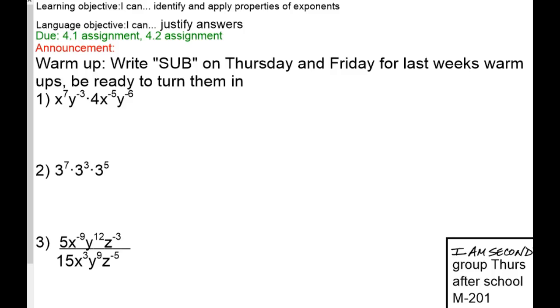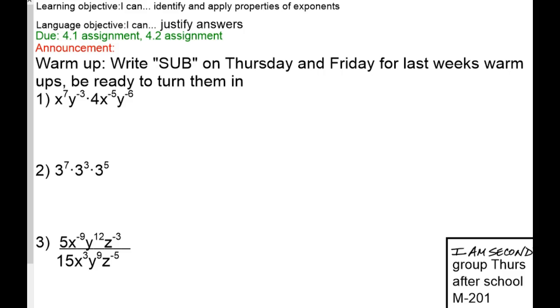On Thursday of last week, we did the 4.2 assignment. Now, that means from last week, that's 2 assignments. So if you haven't turned in 4.1 and 4.2, you'll have some time to finish that today after we do the 4.3 notes, okay? Now, the warm-up is from 4.2.